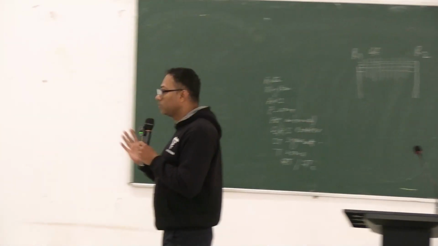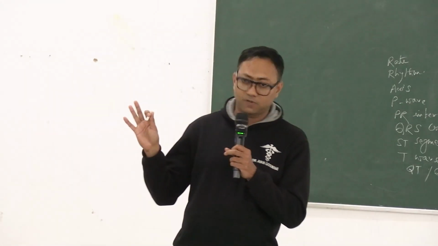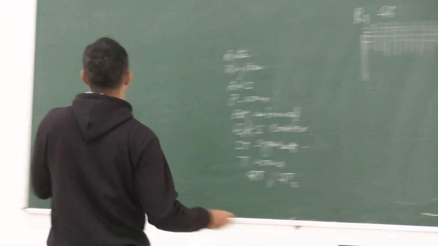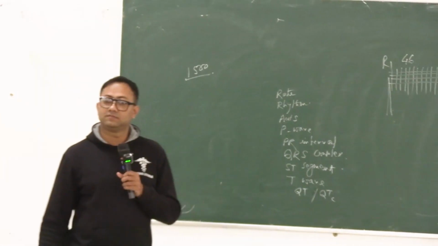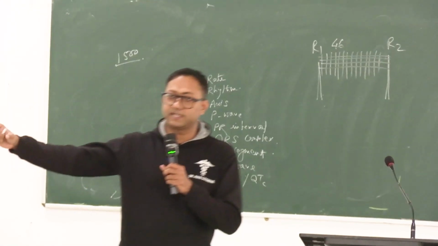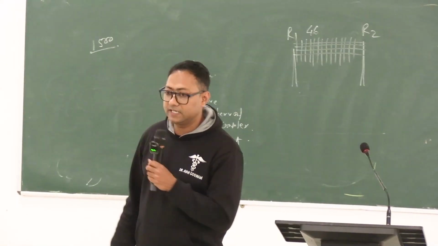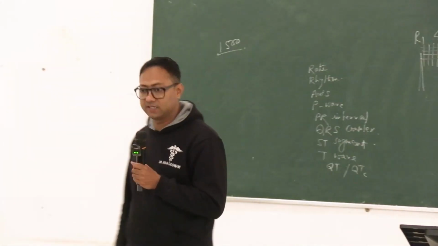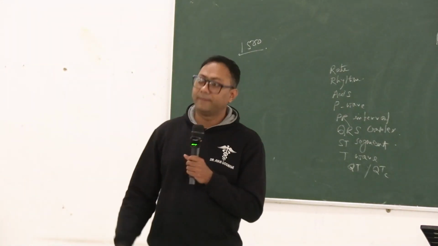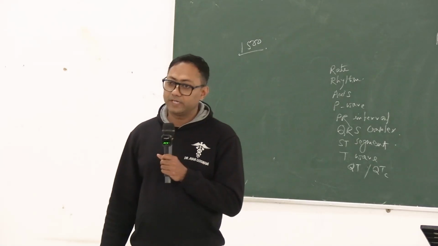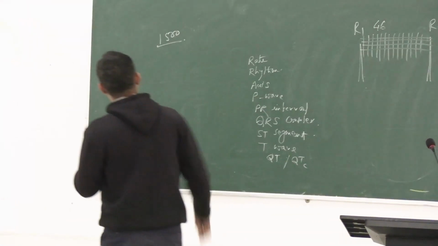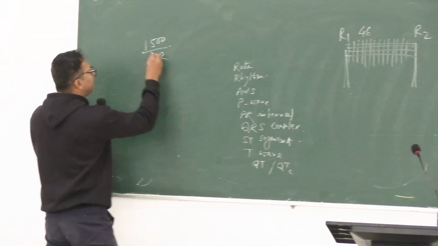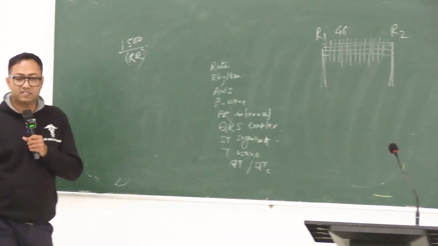Now the formula is 1500 divided by the number of small squares. How do you get this 1500? I already explained. The ECG paper strip is emitting from the machine at a rate of 25 mm per second. So how much will the paper travel in a minute? That is 60 seconds, 25 into 60, that is 1500 mm. So 1500 divided by the RR interval in terms of small squares. Here it is 19 small squares.